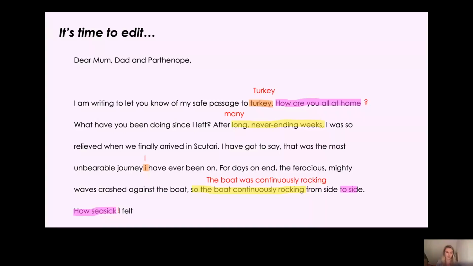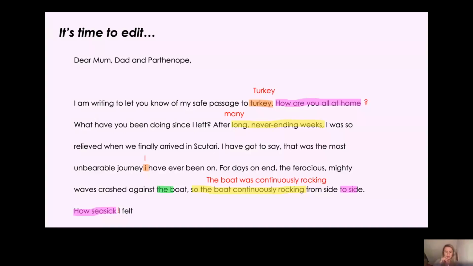How seasick I felt. Now here I've got how, I've got my adjective, and I've got my exclamation mark. So I'm good for that. So now I'd like you to pause the video and have a go at checking all of these different things. So expanded noun phrases, past progressive tense, exclamation sentences in your letter. Okay, year two. So the last thing I want to check is how I can improve my letter even further.